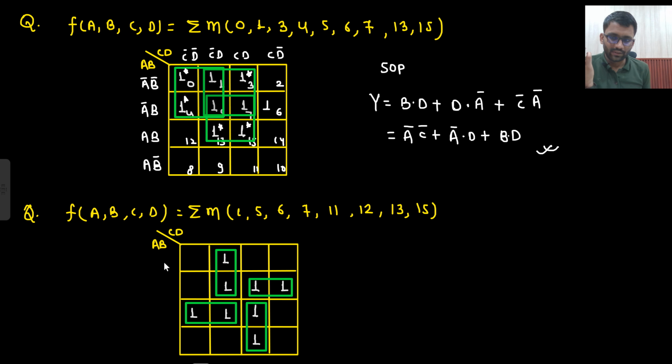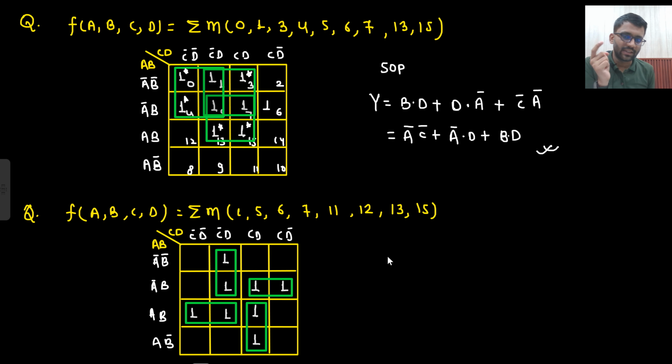And here I will write down the words: a bar b bar, a bar b, a b, a b bar. Here c bar d bar, c bar d, c d, c d bar. I am focusing on min terms. That means I will write SOP, sum of product. So how will I write the sum of product? First let's see this one.